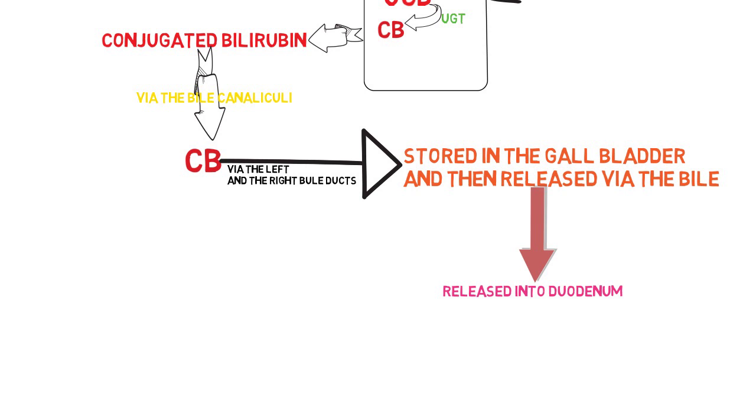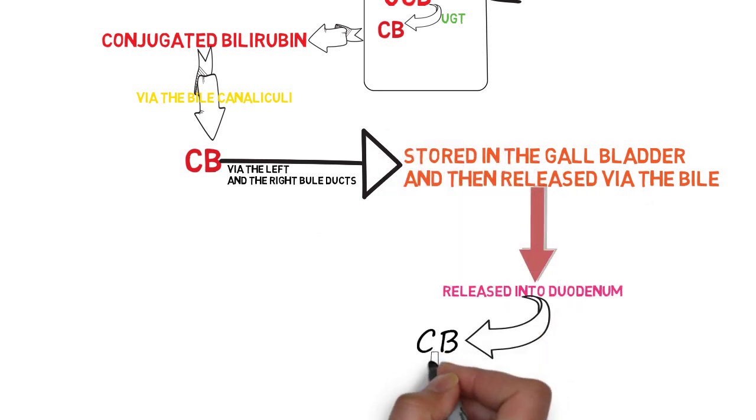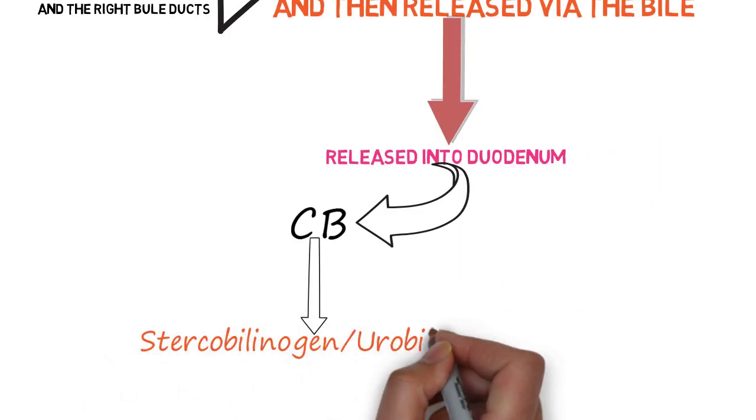But when there is a destruction of the bile canaliculi, as we'll discuss in various conditions, then there is a chance that the conjugated bilirubin may leak from the bile canaliculi and appear in the blood and further appear in the urine. Guys, now the metabolism onwards is very simple.